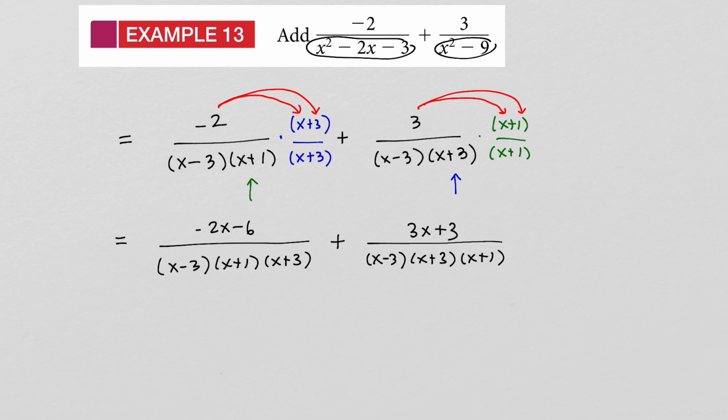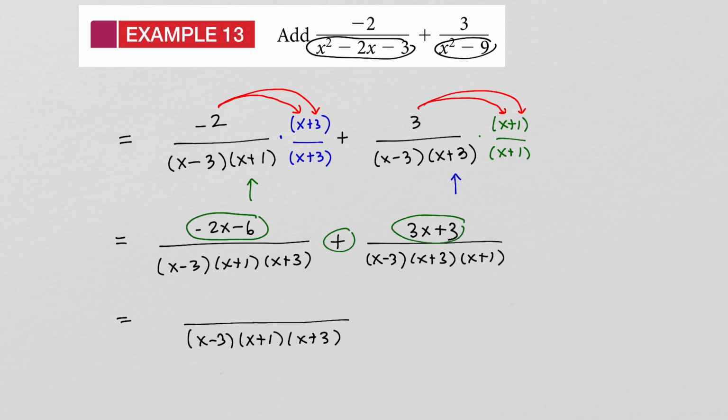Now, the reason we're doing that is because, remember, in your final answer, you are going to keep the common denominator. So we want that to be in its factored form. But in the numerator, you are going to add these together. Okay, so what I have in the numerator is negative 2x minus 6 plus 3x plus 3. And now when I add those, in the numerator, I get negative 2x plus 3x is x, and then negative 6 plus 3 is minus 3. And then the denominator just carries over.